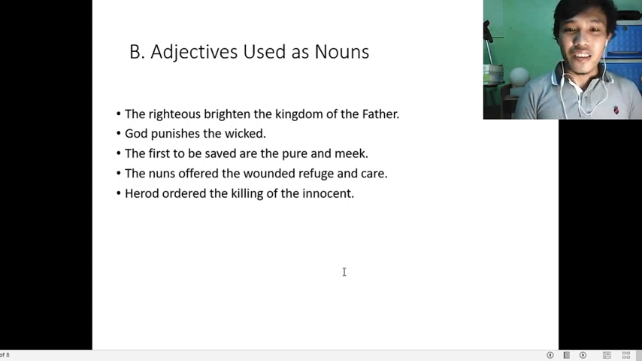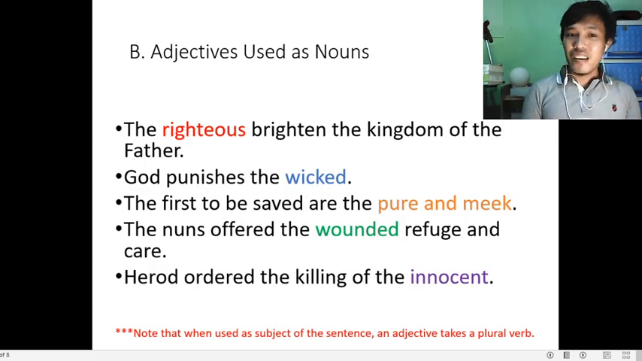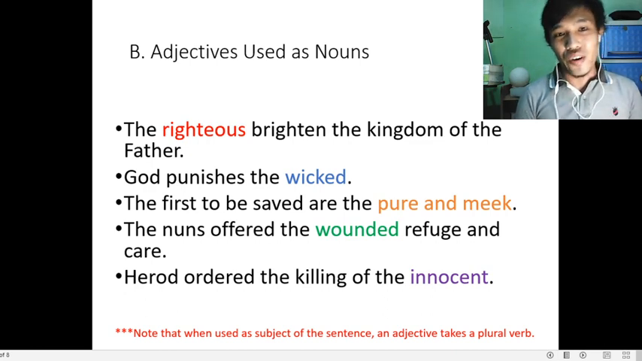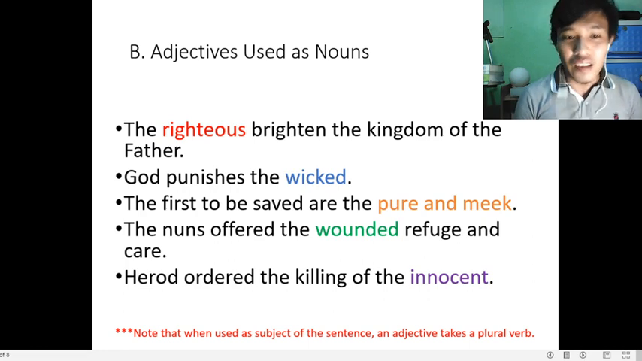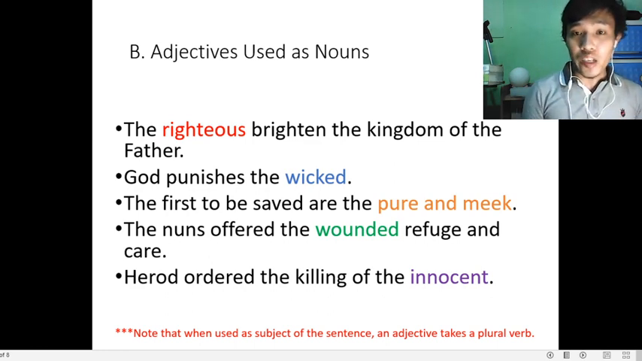Okay, so time is up. Let's see if you got the correct answers. Here in number one, "The righteous brighten the kingdom of the Father." The subject here is "righteous." Take note, when used as the subject of the sentence, an adjective takes a plural verb.